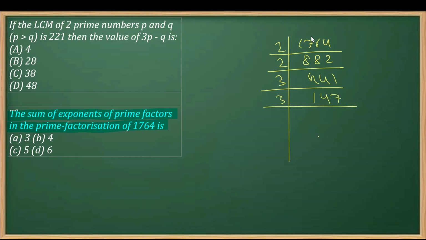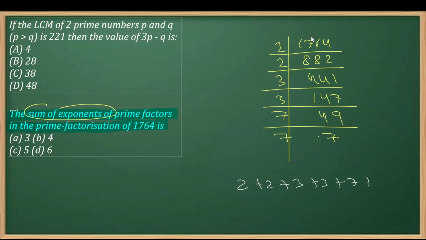Continue to divide it by 3. Yes, it is divisible. 3 times 4 is 12, and 3 times 7 is 21. Okay, wait. 3 times 3 is 9, 3 times 9 is 27. So it's divisible by 7 now. So what we have to get was the sum of the exponents. That means we have to add these numbers, that is 2 plus 2 plus 3 plus 3 plus 7 plus 7, right? So this is 5 plus 5, 10, and this is 14. That is what we have to get, the sum of the exponents.